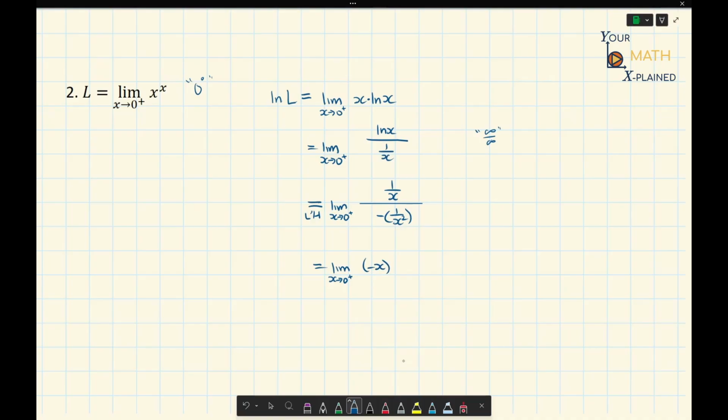And this limit evaluates to 0. And again, don't forget that this is ln of L, so we have ln of L is equal to 0, which means L is equal to e to the power of 0, so therefore L is equal to 1.